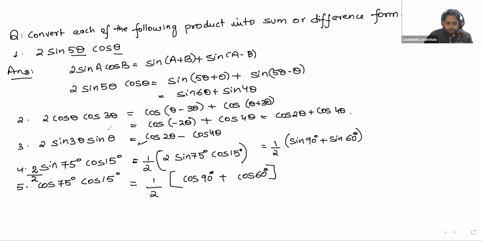I thought we had to further divide it. No. If in the question they ask you to solve it, if in the heading it is written that find the value of this, then you need to put the value. But here they just ask to convert the product into sum and difference form. Yes.